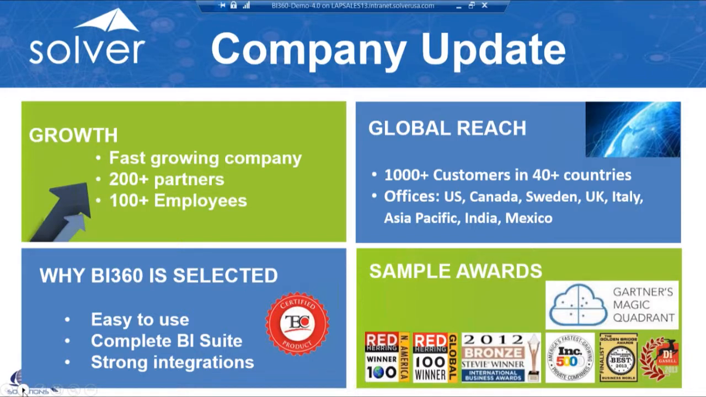And ultimately, a little bit about Solver and who we are. We're growing really fast. Our global reach is now over the 1,000 mark of customers in over 40 countries. We have 5 offices, locations rather, here in the U.S., Canada, Sweden, UK, and Italy, as well as now in Asia, Pacific, India, and Mexico, rounding us up to a good 8.